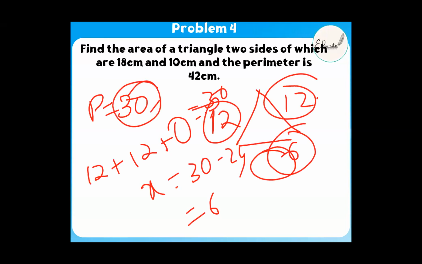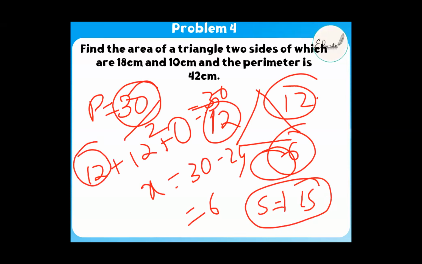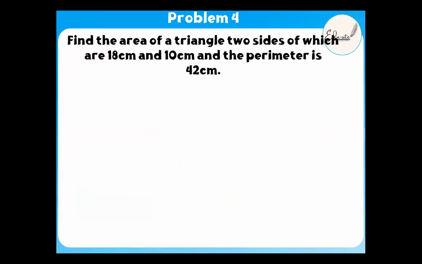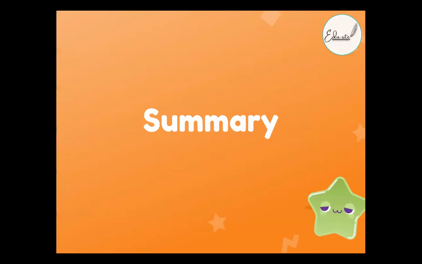s is equal to 30 by 2, so it is nothing but 15. s is equal to 15. a is equal to 12, b is equal to 12, c is equal to 6. So with this, you will easily be able to apply Heron's formula. Fine. With Heron's formula, you'll be easily able to calculate the area of the triangle.